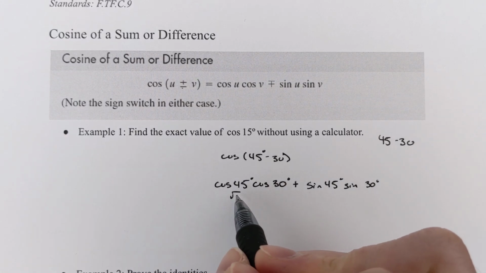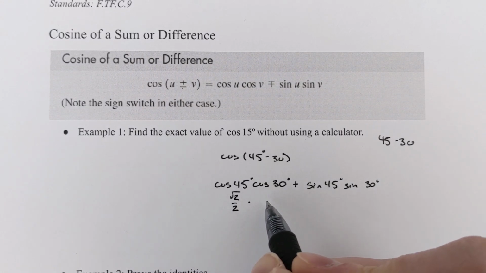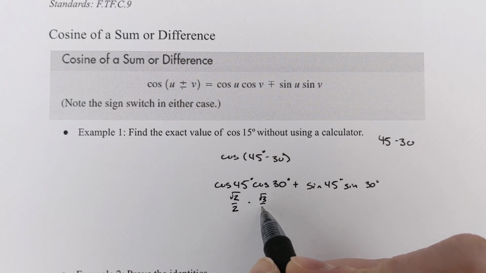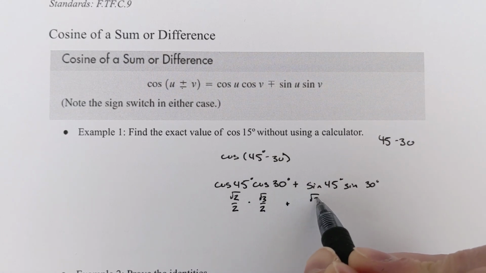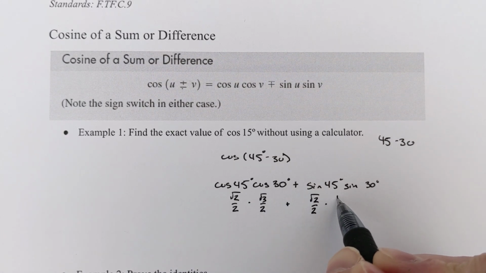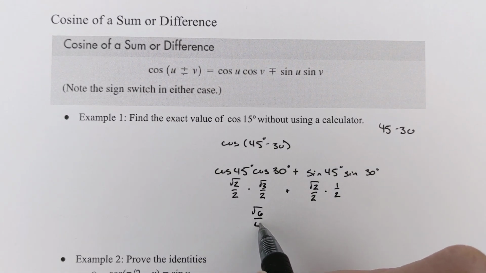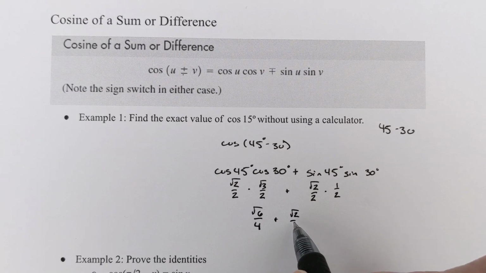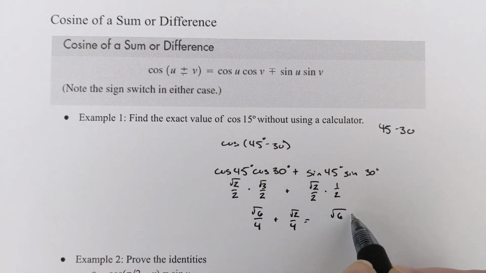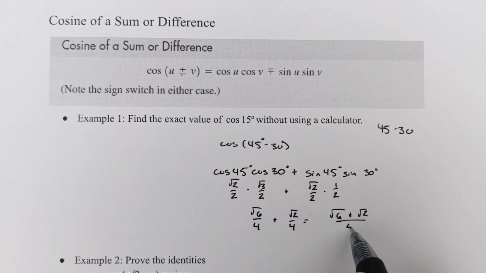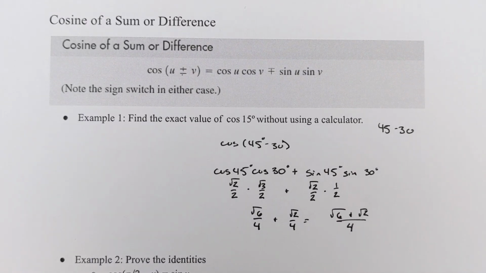The cosine of 45 is root 2 over 2. The cosine of 30 is root 3 over 2. Sine of 45 is root 2 over 2. Sine of 30 is 1/2. So this is root 6 over 4 plus root 2 over 4, or root 6 plus root 2 all over 4. And that is an exact value because I still have my roots there.